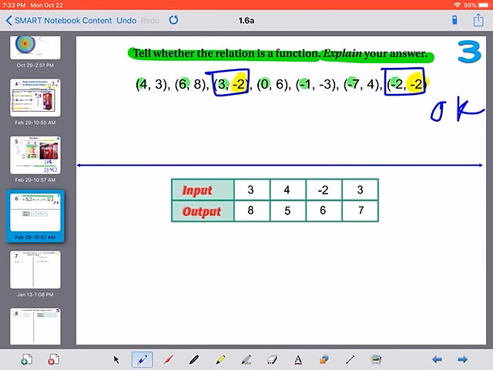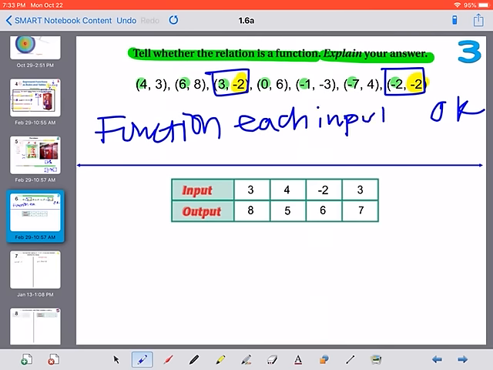So this is a function because all of our inputs are different. Each input has one output.